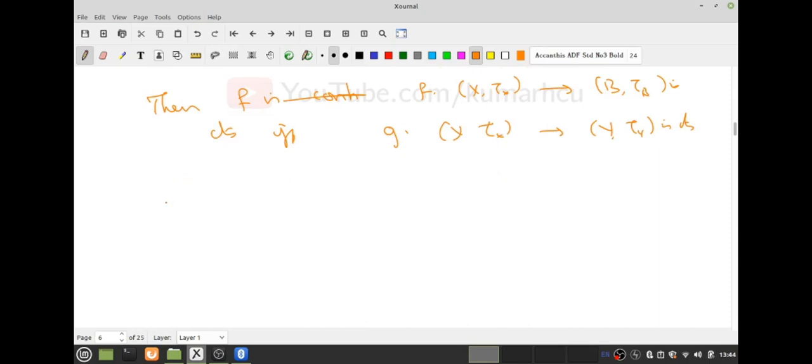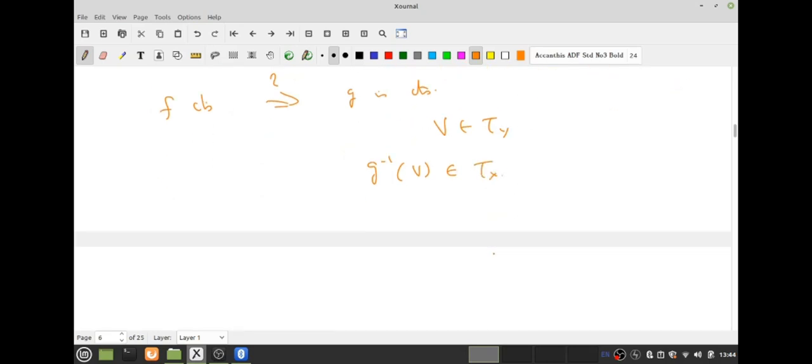Suppose F is continuous. I want to know whether G is continuous. To prove G is continuous, what should I do? Start with a V in tau of Y. Then I want to know whether G inverse of V belongs to tau of X.